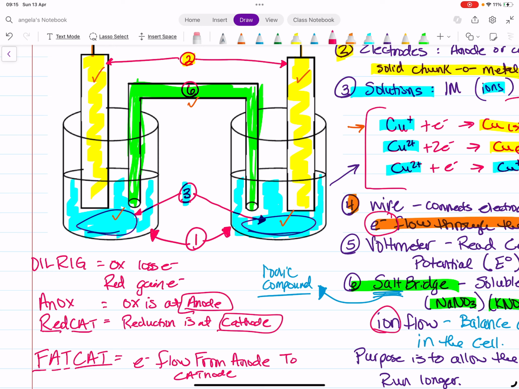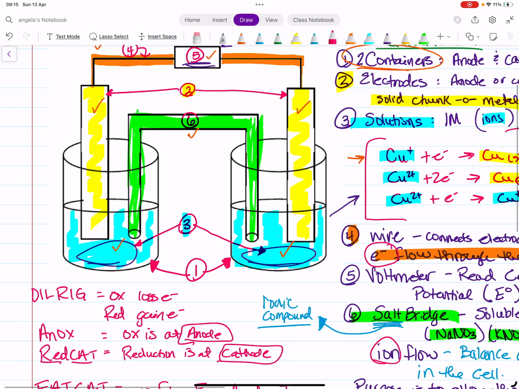So that's where fat cat comes from. So from anode to cathode. If the standard is to put the anode on the left and the cathode on the right, then that means the electrons are going to be flowing from the left to the right.